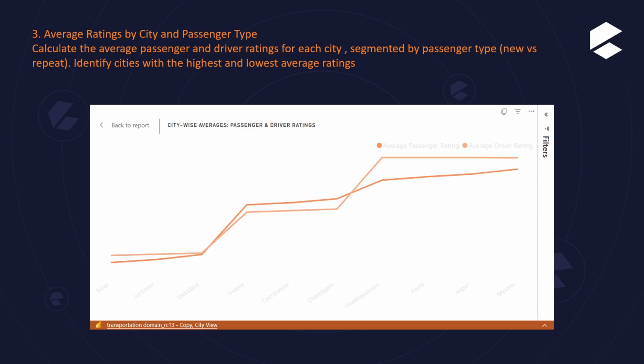Average ratings by city and passenger type. Calculate the average passenger and driver ratings for each city, segmented by passenger type. Identify the cities with highest and lowest average ratings. Mysore has the highest average passenger rating as well as the driver rating. Next being Jaipur and the least being Surat. Even though Surat is the third most traveled city, it has the least passenger rating and driver rating. So Good Cabs should work on Surat to improve the passenger rating as well as the driver rating.